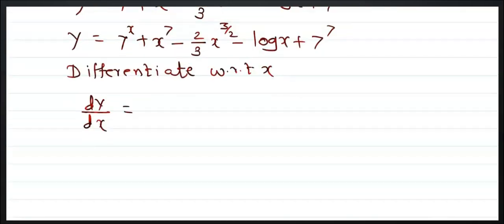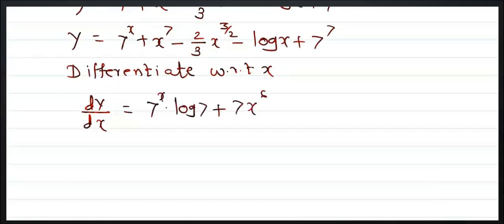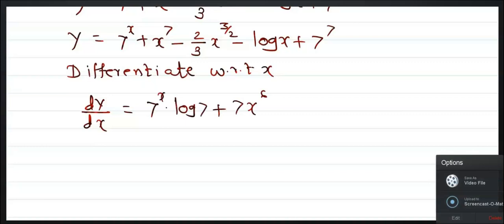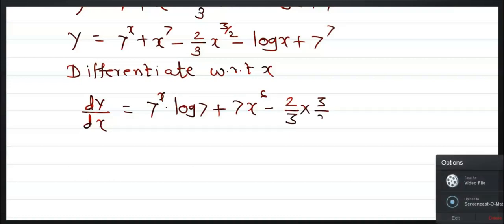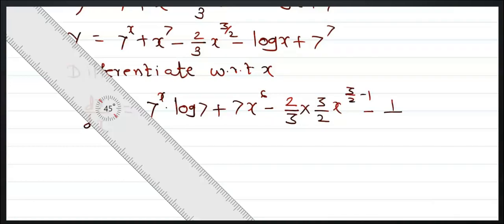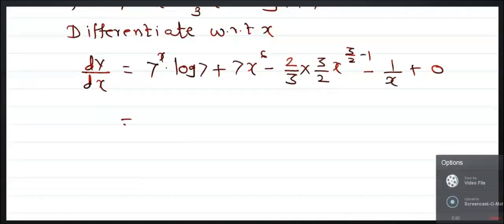Therefore dy by dx is equal to 7 raised to x log of 7 plus x raised to 7 means what? 7 into x raised to 6, minus 2 upon 3, 3 upon 2, x raised to 3 by 2 minus 1, and the derivative of log of x is 1 upon x, and the derivative of a constant is 0. Therefore this is the 0.